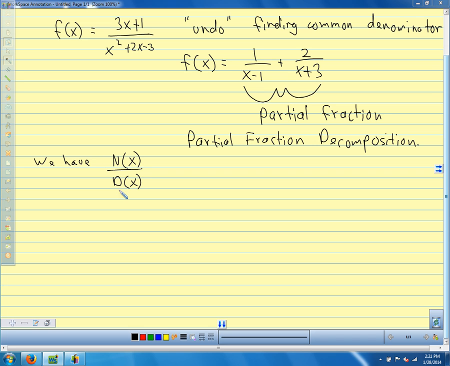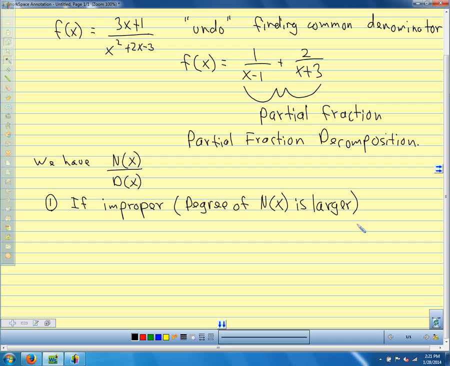So we have our numerator over denominator. The first thing that we're going to do is we have to use long division if this fraction is improper. Now let's remind ourselves what we mean by improper. If this fraction is improper, what do we know? The degree of the numerator is greater than the degree of the denominator. So I'm just going to say degree of n of x is larger. So if the degree of the numerator is larger than the degree of the denominator, we have to do long division.